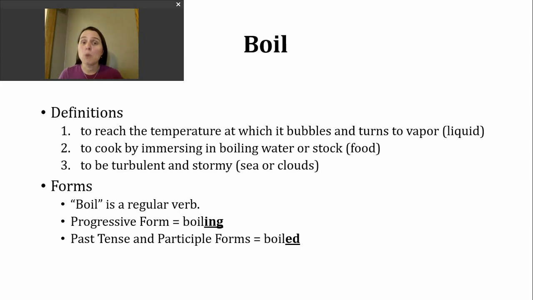The verb boil is regular. So to make the progressive form, all we need to do is add ing to make boiling. The past tense form of the verb is formed by adding ed. And because this verb ends in an L sound, that's a voiced sound, the ed is going to make a D sound. Boiled. Boiled.